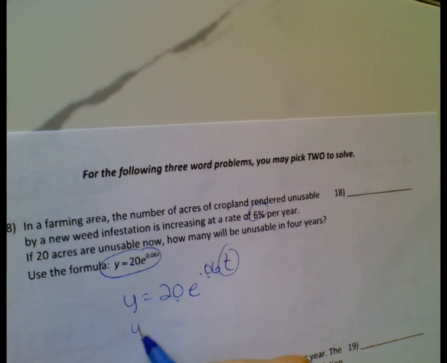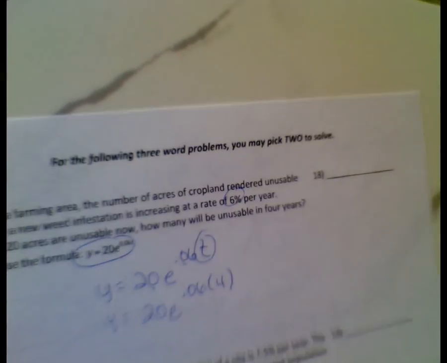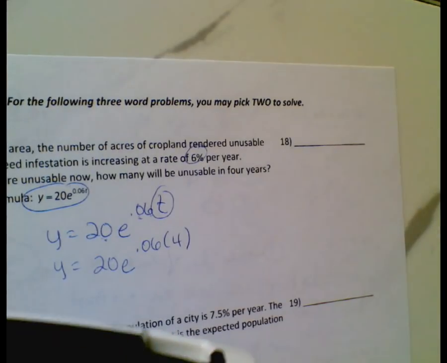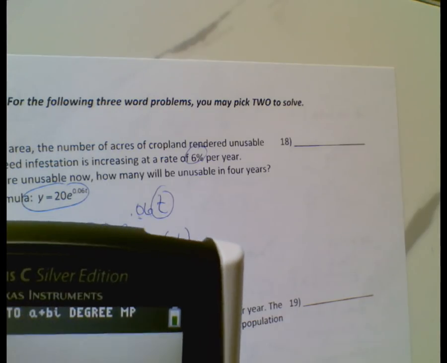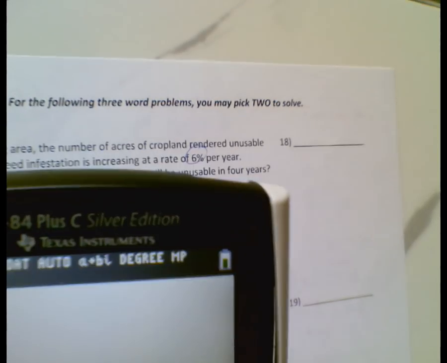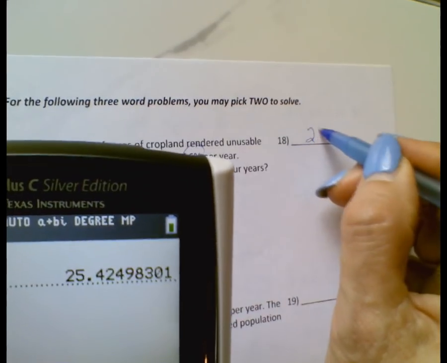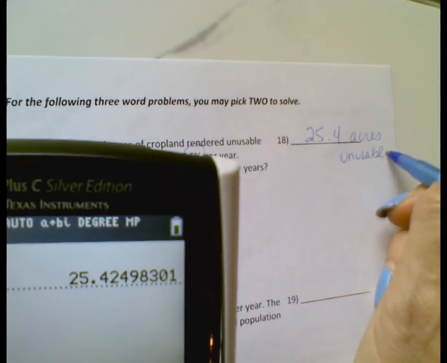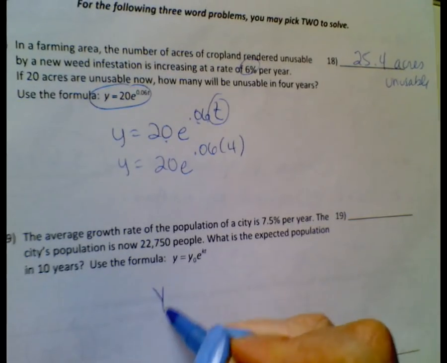All right, so we have y equals 20 e to the 0.06t, and we want to know how many acres will be unusable for this farmer in 4 years. It's just straight calculator. Let's press second mode and clear our screen. We're going to go 20e raised to, and on older calculators you need a parenthesis right now because this is a double number exponent, 0.06 times 4. So 25.4 acres are unusable in 4 years. Pretty easy, right?